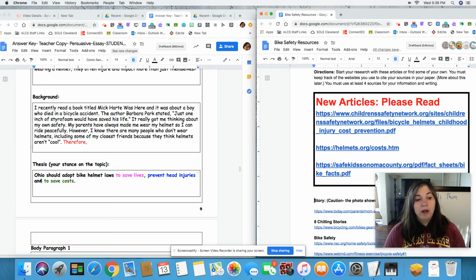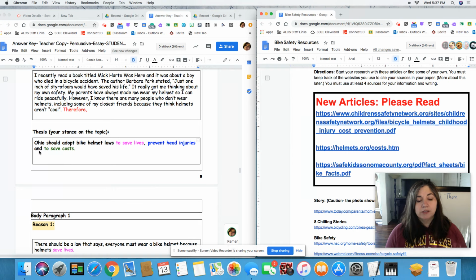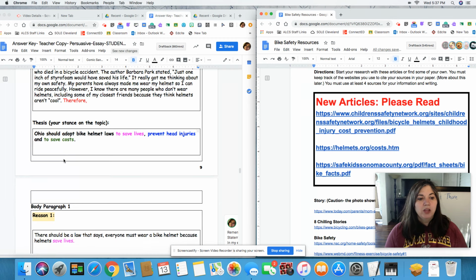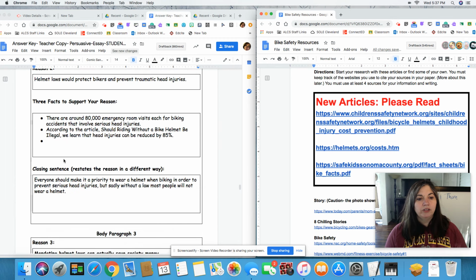All right, so we made the claim that Ohio should adopt bike helmet laws, first to save lives. We wrote about that as our sample on Tuesday. Our second reason was to prevent head injuries, and that's what we wrote about on Wednesday. Today, we're going to write about saving cost. Some of you might have put to save money, whatever. I put to save cost. So here's our body paragraph 1 that we did, our body paragraph 2.